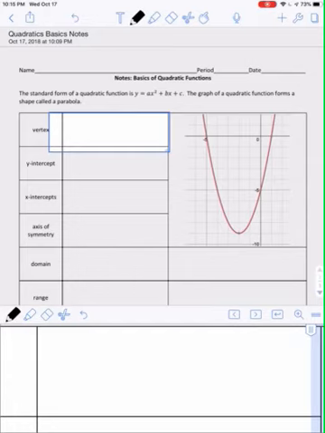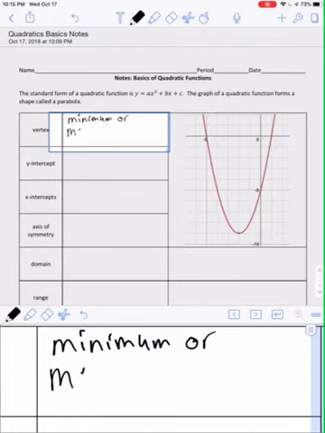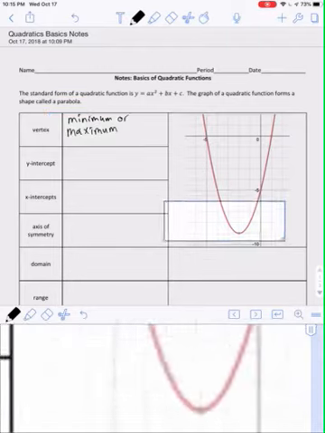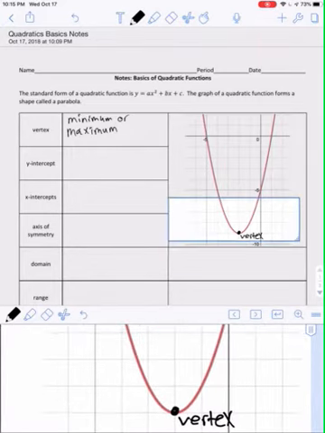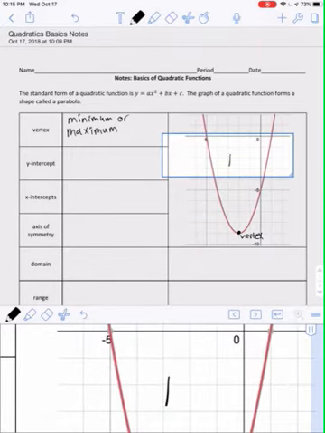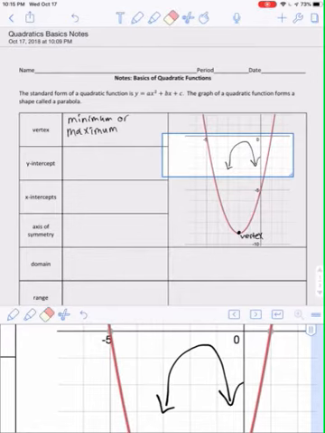Right, so the vertex is the minimum or maximum. It is over here on the graph. That would be the vertex. So this is a minimum. If the parabola were going like that, then this would be a parabola that has a maximum. But currently it's a minimum value.